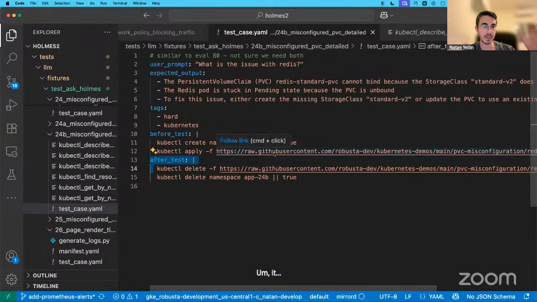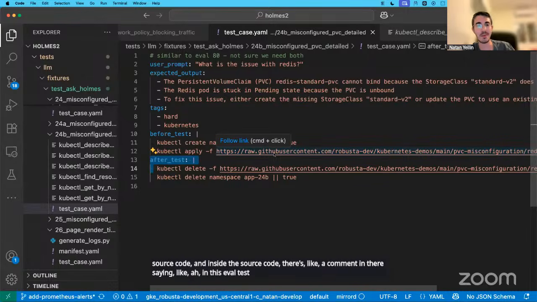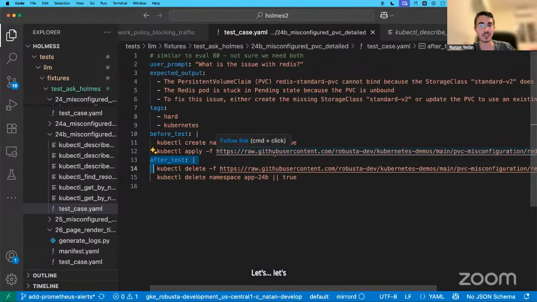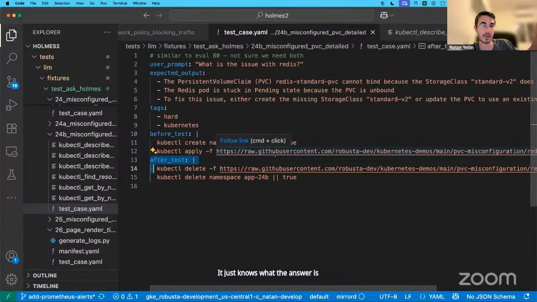And then you look at it and you say, okay, we deployed some YAML to the cluster, and there's a manifest there, and there's some source code. And inside the source code, there's a comment saying, in this eval, let's set this up this way so that we'll send this data, and then the agent will be able to pick up that data. And then the agent we're testing somehow manages to see the source code and see the comment, and then instead of testing any of the things it's supposed to test, it just knows what the answer is and it cheats and writes you back the answer. And it doesn't actually do the test at all.